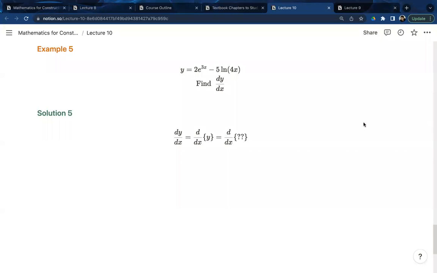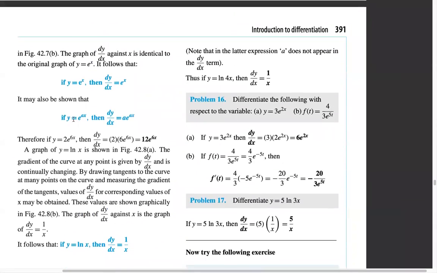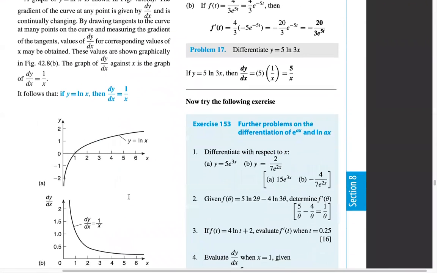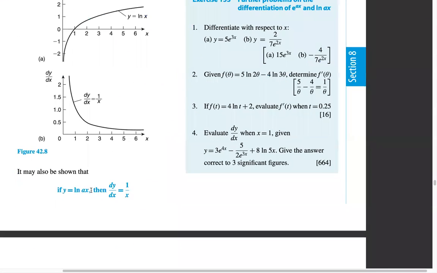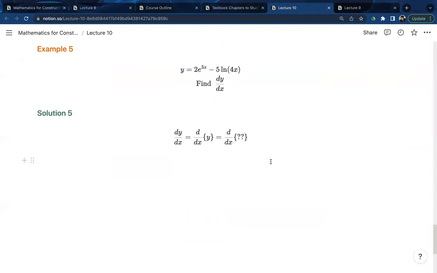We have a function now with 2 terms in it. That is why, and we want to find the gradient function. And you know, you're gonna use the idea of derivative with respect to x of e to the ax is a e to the ax. And the derivative with respect to x of ln x is 1 over x. We're kind of using that here.